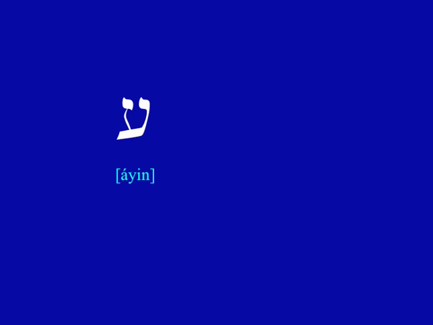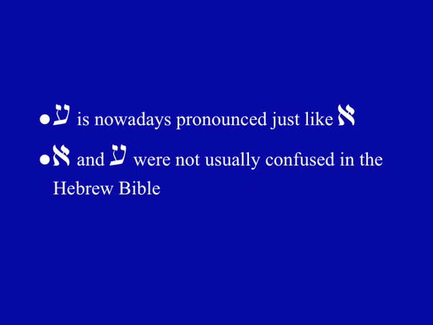Ayin. Do you remember the glottal stop sound we made for aleph? This is the same sound. In the ancient times, they were pronounced differently, and they are usually not confused in the Hebrew Bible. However, modern Hebrew pronounces them identically, and so will we. However, it will be important to know in the word that you're speaking whether that word is spelled with an aleph or an ayin.